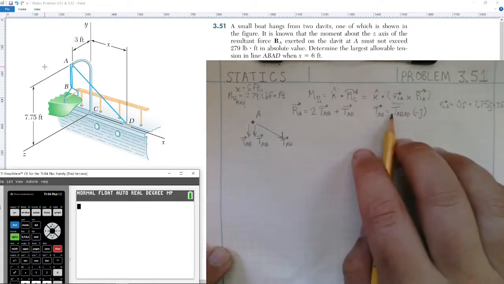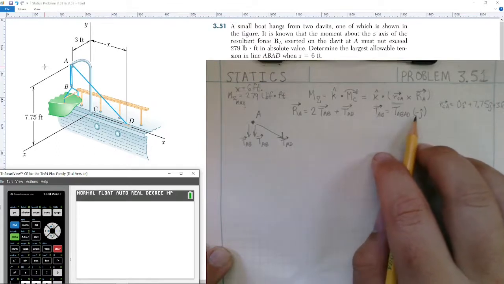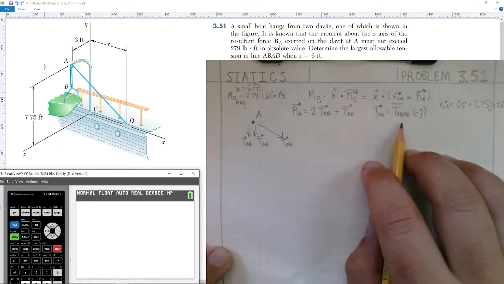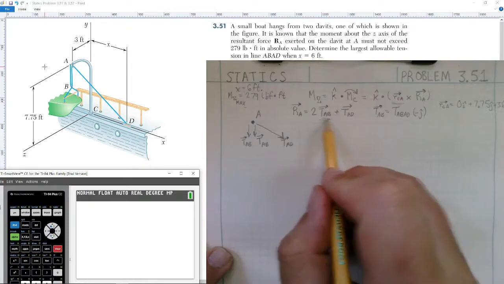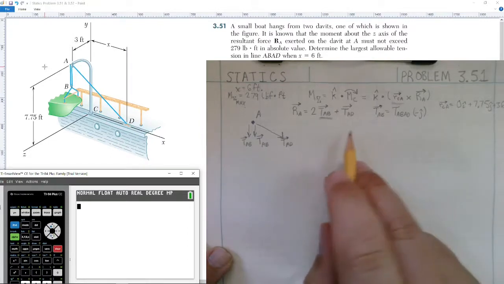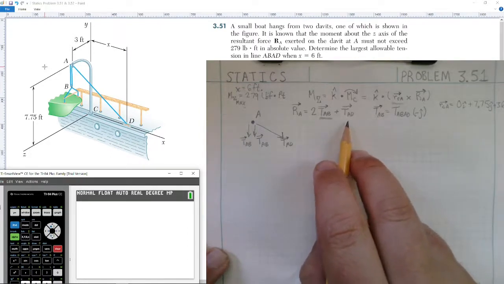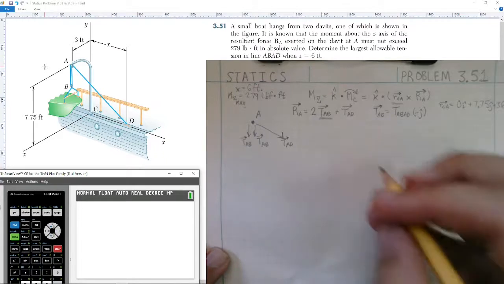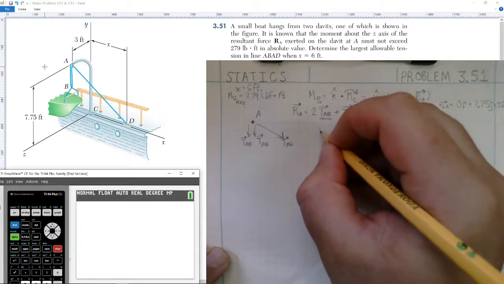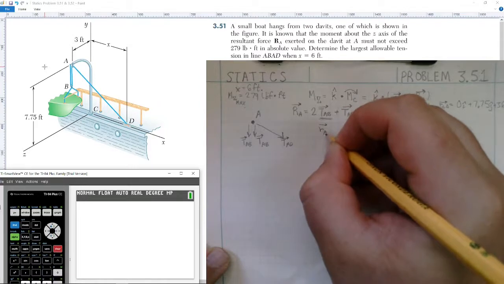It's negative tension in the line AB, AD, in the j hat direction. Good to know. So we have now tension AB. Now all we need to do is to determine what tension AD is. So we need to figure out first what the position vector going from A to D is.